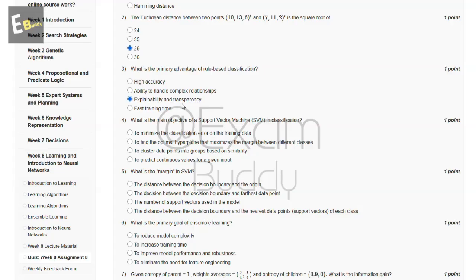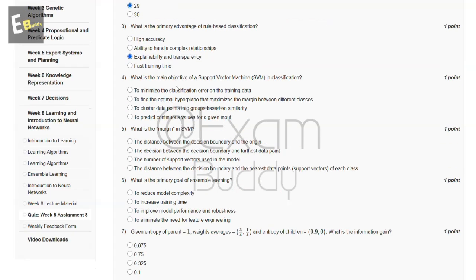Explainability and transparency. Now the fourth question is what is the main objective of a support vector machine SVM in classification? So these are the options and the answer of our fourth question is B. To find the optimal hyperplane that maximizes the margin between different classes.